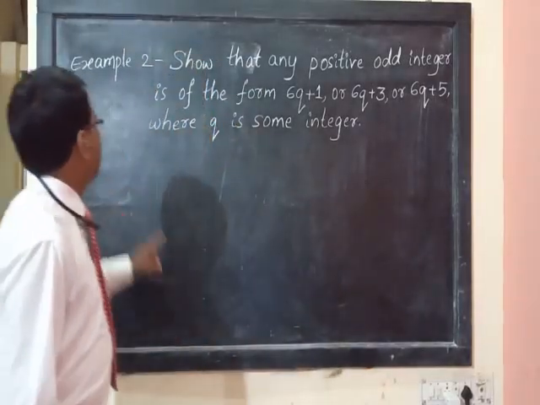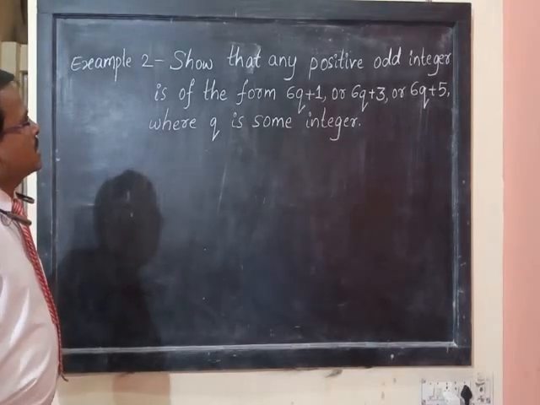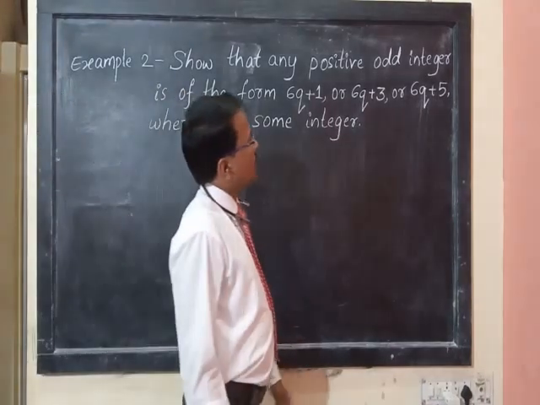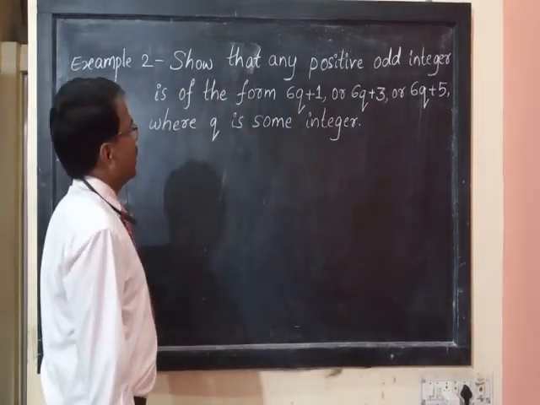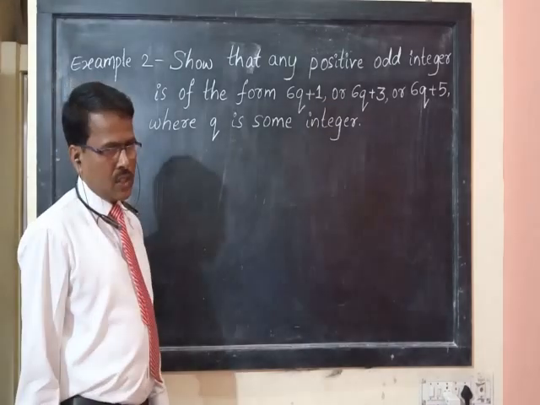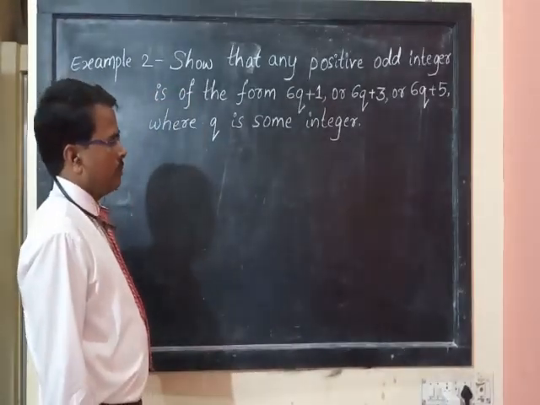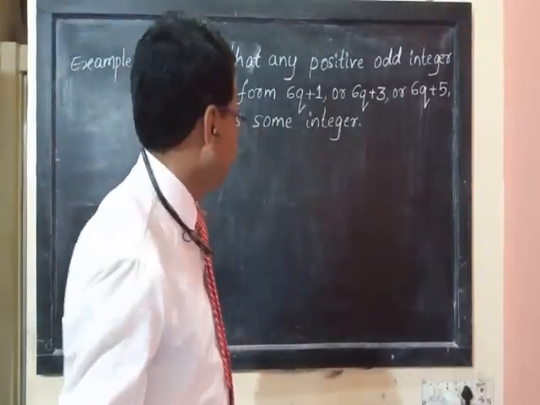The second question is, show that any positive odd integer is of the form 6q plus 1 or 6q plus 3 or 6q plus 5, where q is some integer. This is the question.